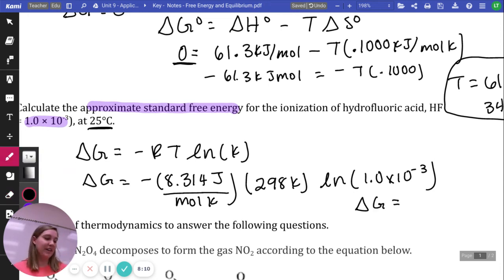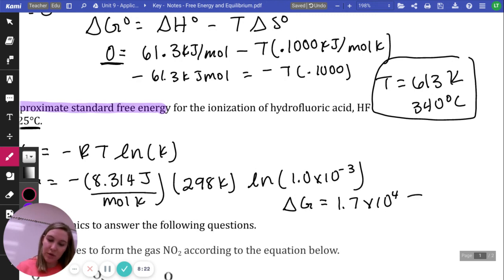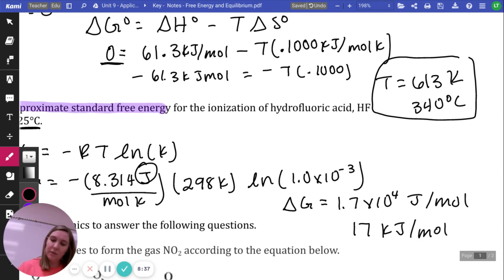So plug it on in. And when you do, I got 1.7 times 10 to the 4th joules per mole. And again, it's joules because we're in joules up here. And then if you wanted to convert it to kilojoules, you would just divide by 1,000, and you would get 17 kilojoules per mole for your delta G value.